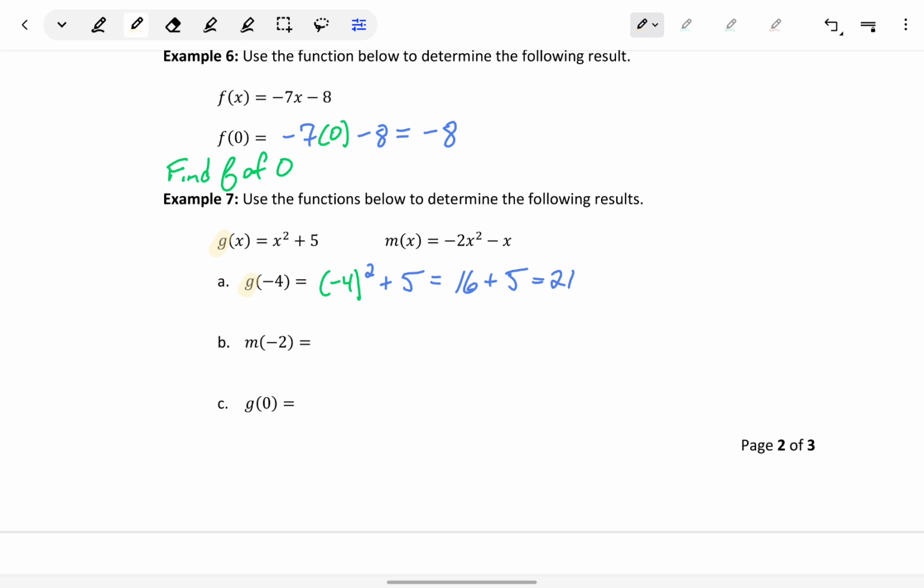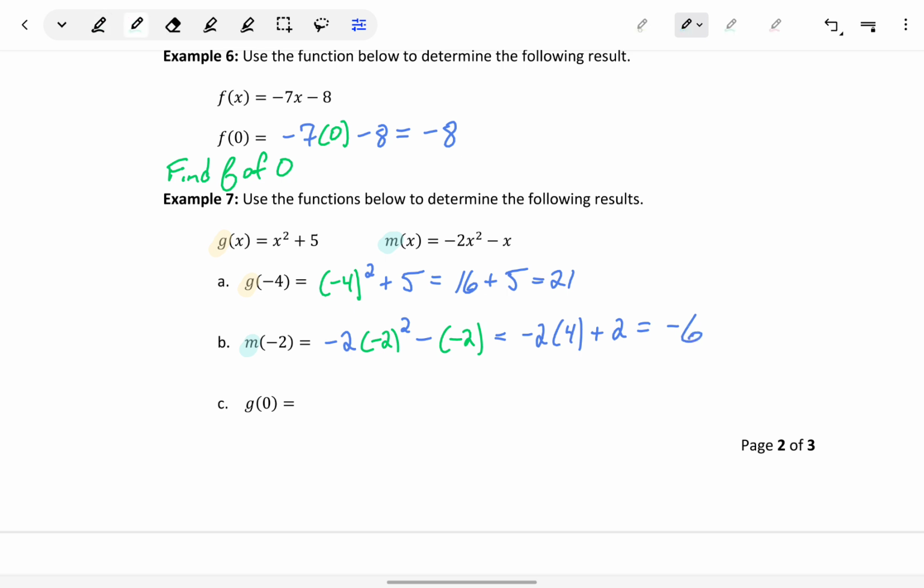Now in part B, again in a very concise way, we're saying instead of using function g, use function m, look at that other expression, and evaluate it when x is equal to negative 2. So we'll evaluate negative 2 times this quantity negative 2 squared minus negative 2, which will give us negative 2 times 4 plus 2, which will give us negative 8 plus 2, or negative 6.